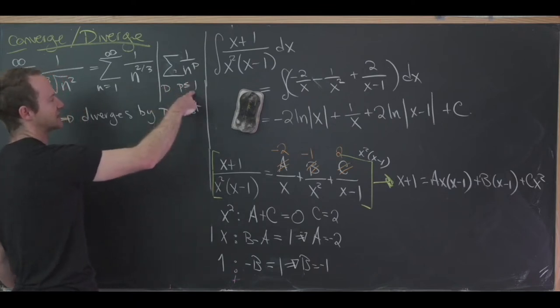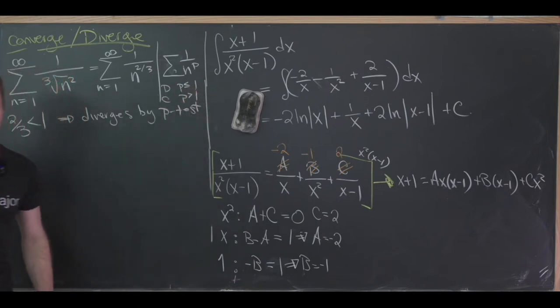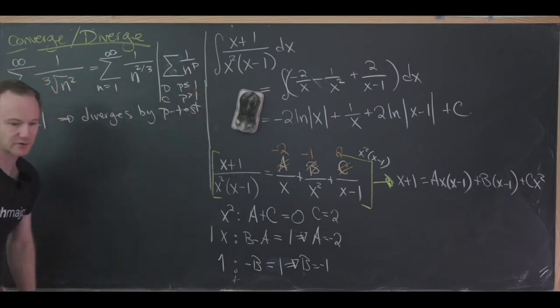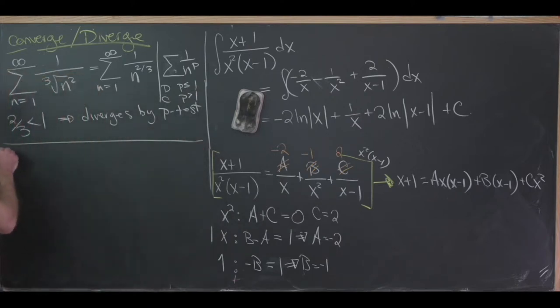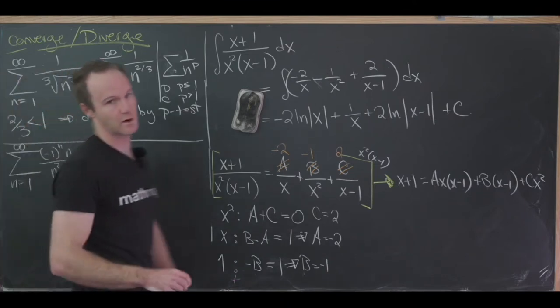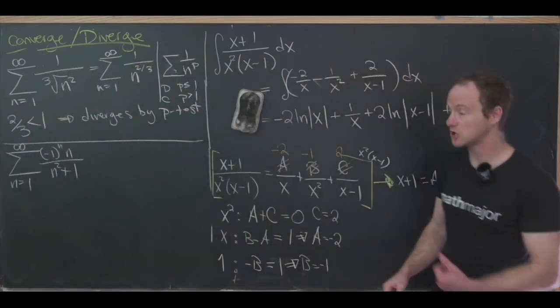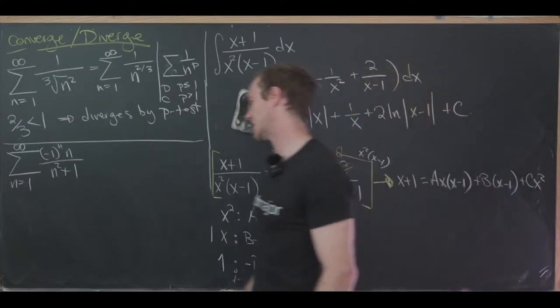So it diverges if p is less than or equal to 1, and converges if p is strictly bigger than 1. So this one diverges. Okay, so let's look at the next one. This will be the sum as n goes from 1 up to infinity of (-1)^n times n over n squared plus 1. So this is an alternating series, so this motivates us to use the alternating series test.